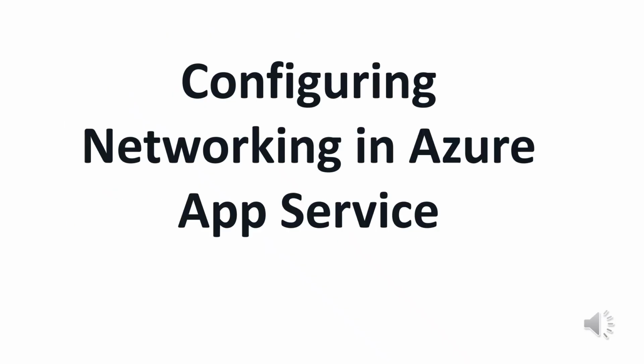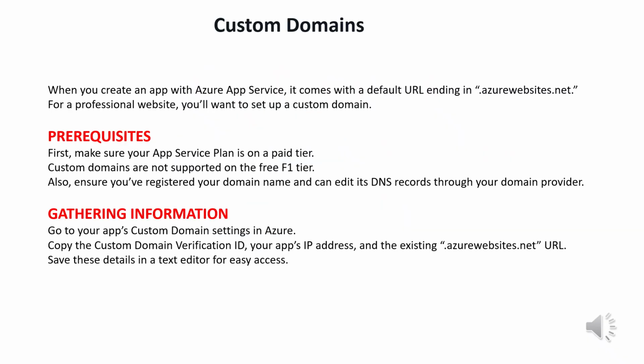Configuring networking in Azure App Service. When you create an app with Azure App Service, it comes with a default URL ending in .azurewebsites.net. For a professional website, you'll want to set up a custom domain. First, make sure your app service plan is on a paid tier. Custom domains are not supported on the free F1 tier. Also, ensure you've registered your domain name and can edit its DNS records through your domain provider.